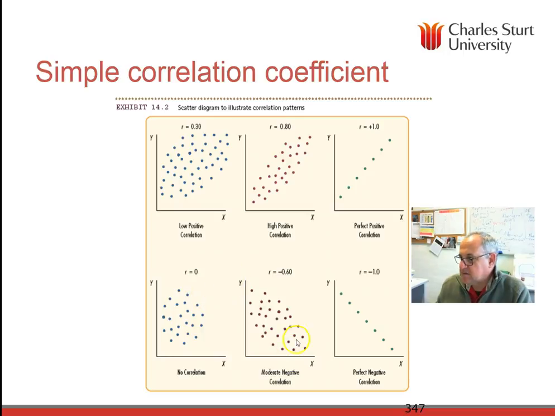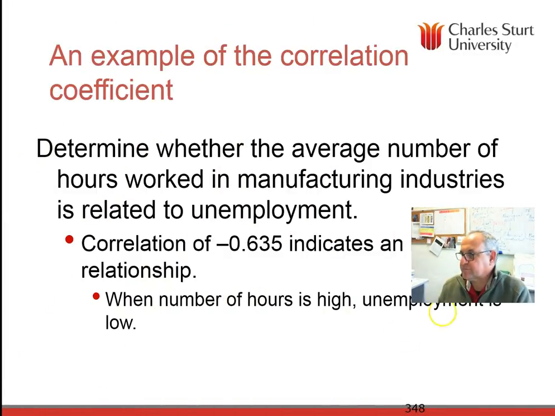This is a moderate negative correlation. So you can see as X increases, right, along that way, Y gets smaller. And this is a perfectly negative correlation. So this often helps you understanding relationships between variables.